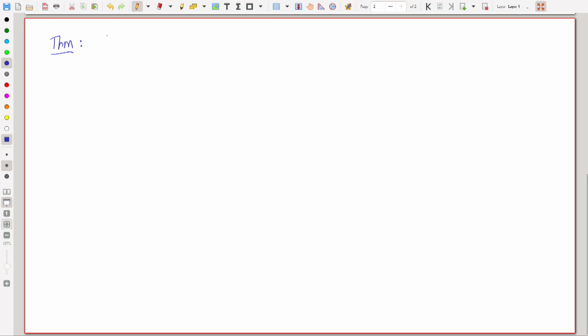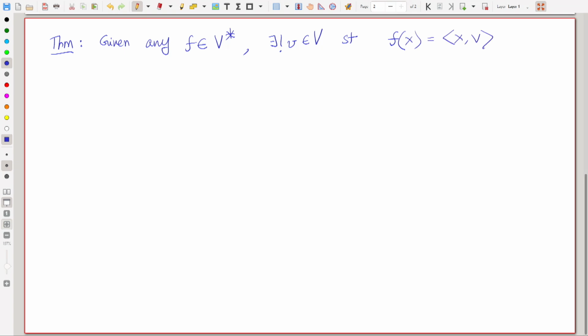It is a very simple statement, but it is an important point of view. So, every linear functional, given any f in V star, where V is a finite dimensional inner product space, I can actually find a unique element, call it v, there is a unique v in V such that f of x equals the inner product of x with v for all x. So, my linear functional can be obtained by just taking the second component of the inner product to be my vector small v.